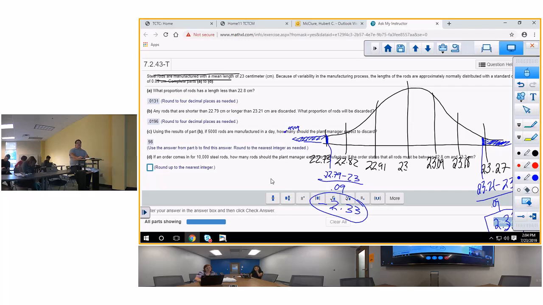Negative 2.22 to positive 2.22. What do you get? 0.97. And multiply that by 10,000 and round to the nearest whole number. I can't hear you mumble. 97.37. 97.37.